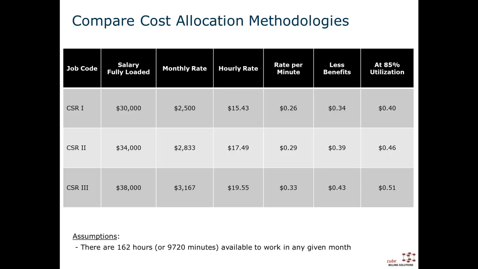So we'll subtract out the benefits, which would be things like vacation and sick time, training, and the things that are provided to employees. So that's time that would not be worked in a given month. And then we'll assume that they're utilized at an 85% rate. So we come up with rates of 40 cents, 46 cents, and 51 cents per minute for the 3 different job codes.